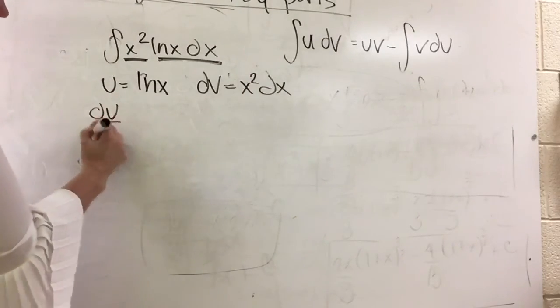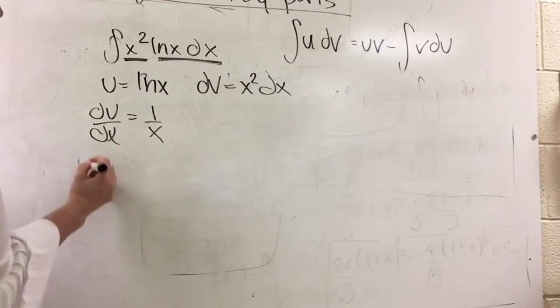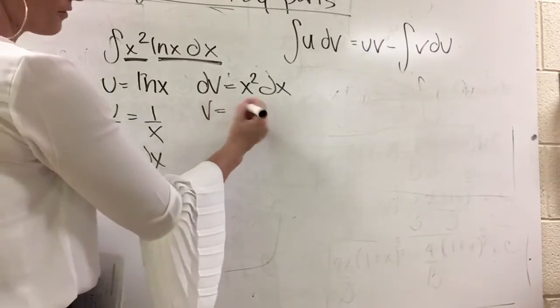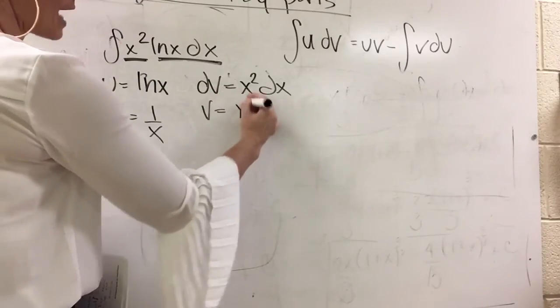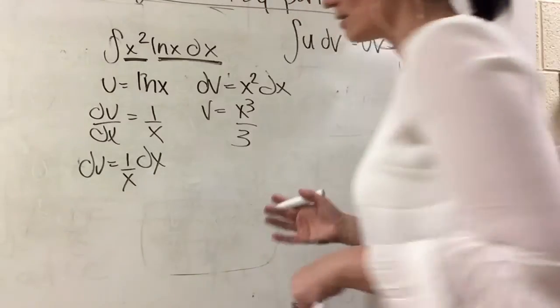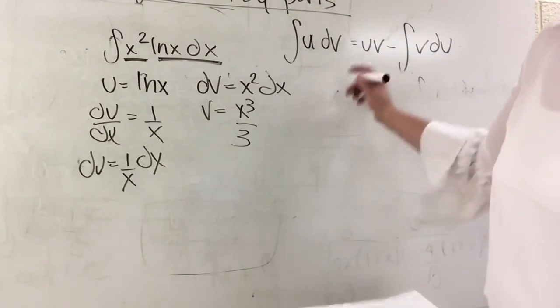So du/dx is 1 over x. So du is 1 over x dx. V, so I'm finding the integral, v is x cubed over 3 plus c, but I don't put that part in until I get to the end. So things are looking better now. I'm going to plug it in here.